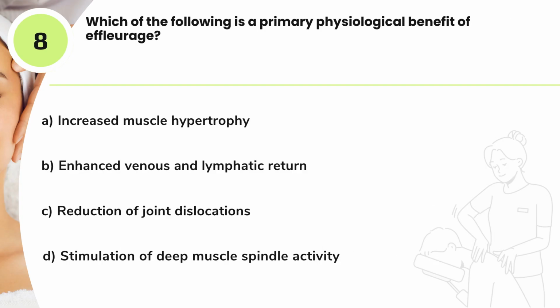Question 8. Which of the following is a primary physiological benefit of effleurage? A. Increased muscle hypertrophy. B. Enhanced venous and lymphatic return. C. Reduction of joint dislocations. D. Stimulation of deep muscle spindle activity.